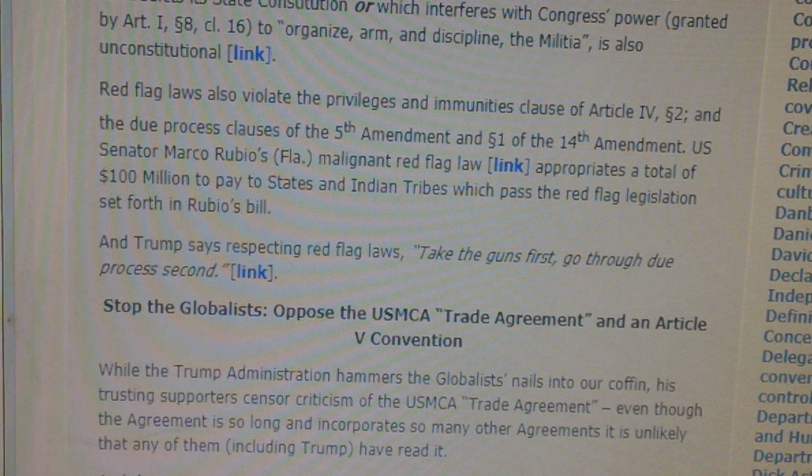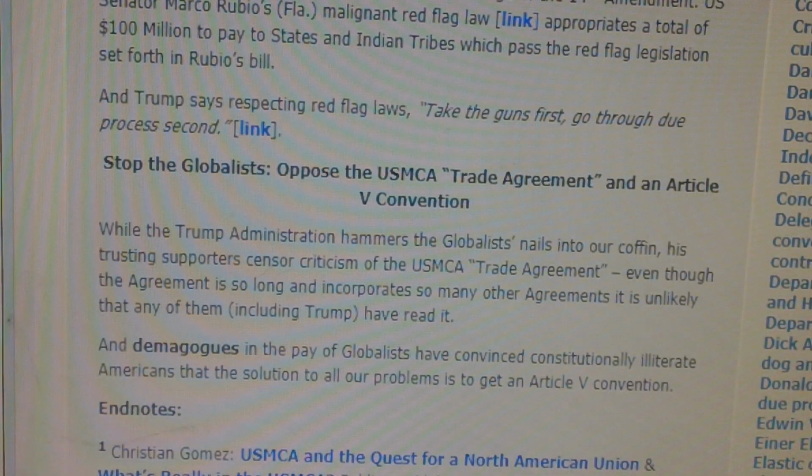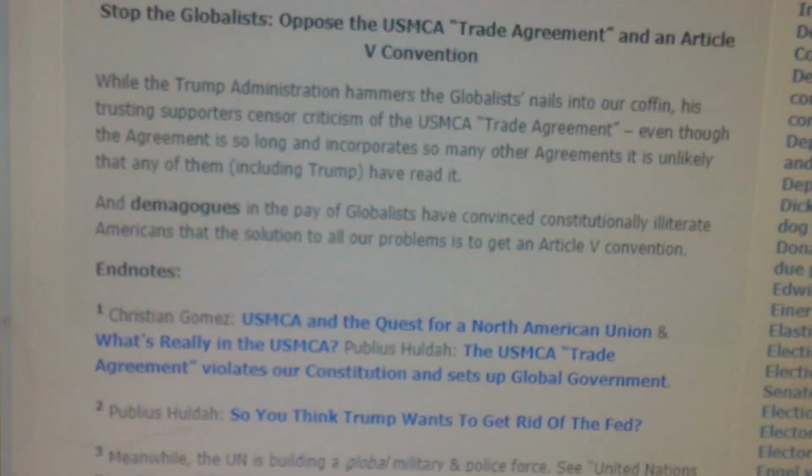Red flag laws also violate the privileges and immunities clause of Article 4, Section 2, the Due Process Clause of the Fifth Amendment, and Section 1 of the 14th Amendment. U.S. Senator Marco Rubio in Florida, his malignant red flag law appropriates a total of $100 million to pay the states and the Indian tribes to pass this red flag legislation. And Trump says, respecting red flags, take the guns first, go through due process.